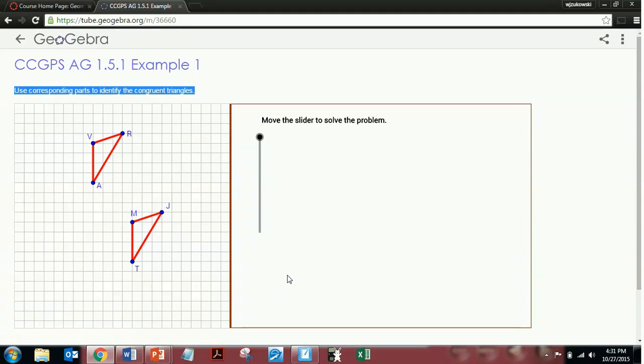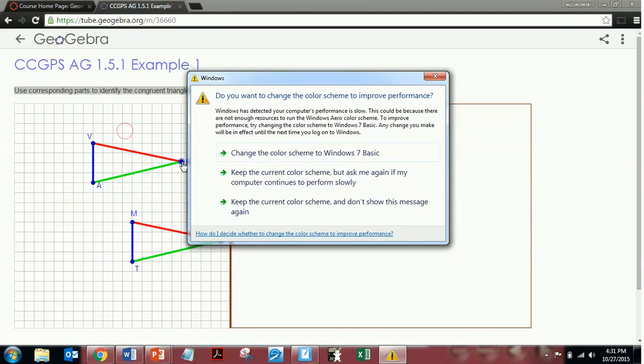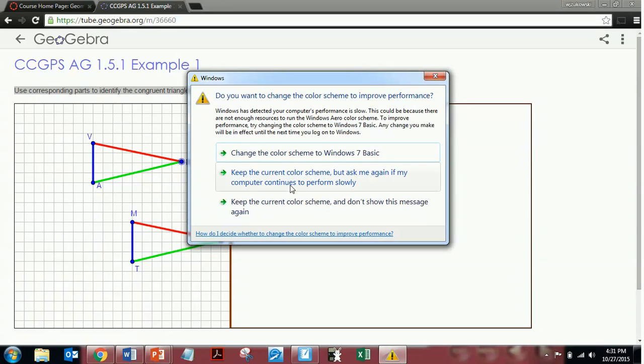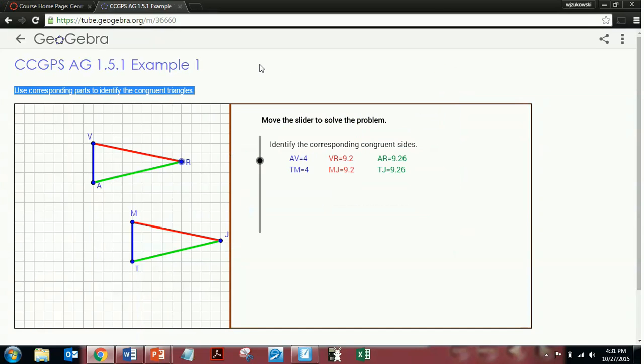Welcome back. All right, so what happened here? Notice these triangles, no matter how you move them. Notice that as you move these points, the triangles always match up perfectly with one another. You can stack one right on top of the other.